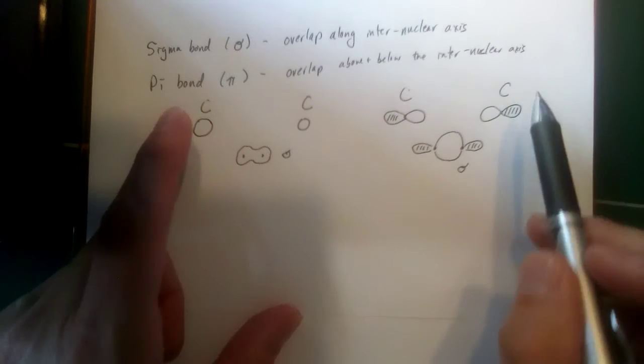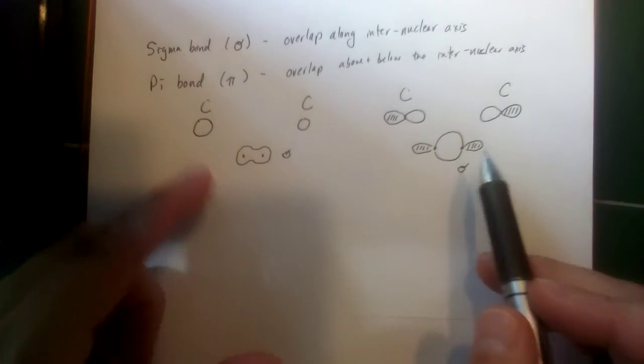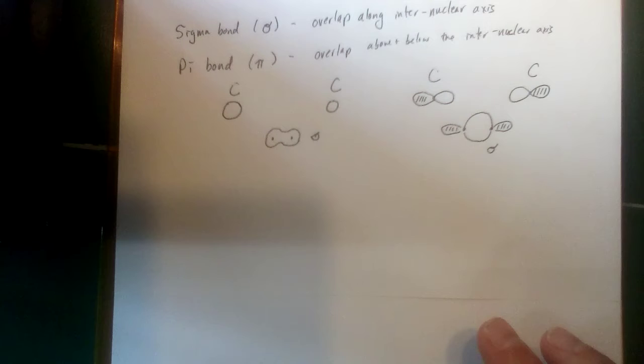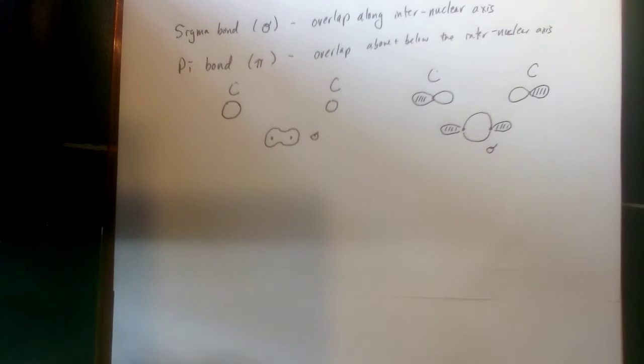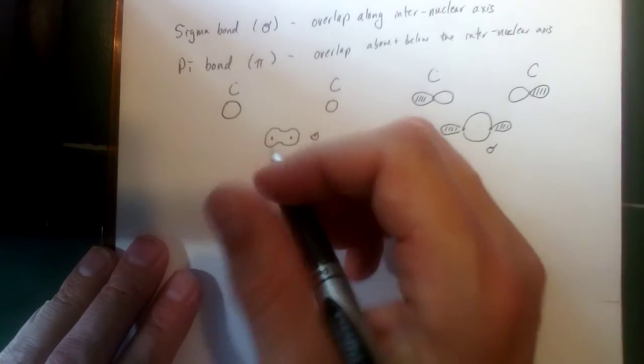But each carbon could have another sigma bond on the other side as a result of the molecular orbitals. But where the second bond and potentially the third bond, a triple bond, come from are the interactions of the other p orbitals.